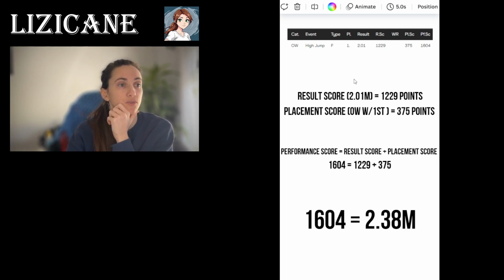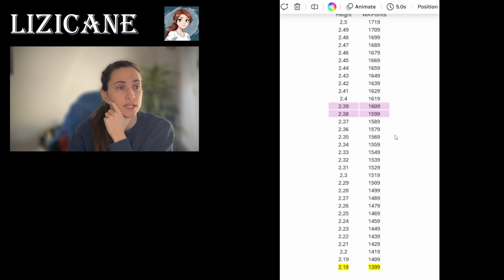So same thing as before. 201 is 1,229 points. The placement score is 375 points. So when you add them together to get 1,604, well, that 1,604 is equivalent of a 238 jump, right? Coming back here, just for a quick reference, 238, right? That's about halfway in between those two marks. So that's where I call it to be a 238 jump.